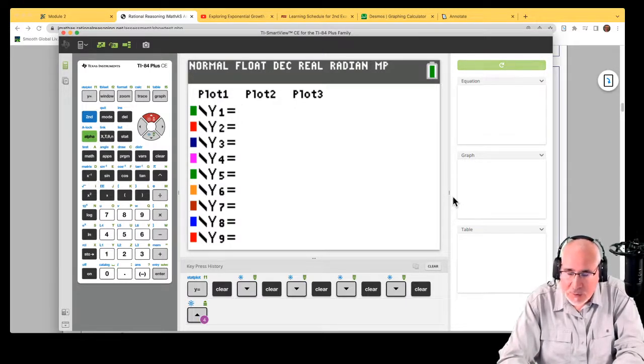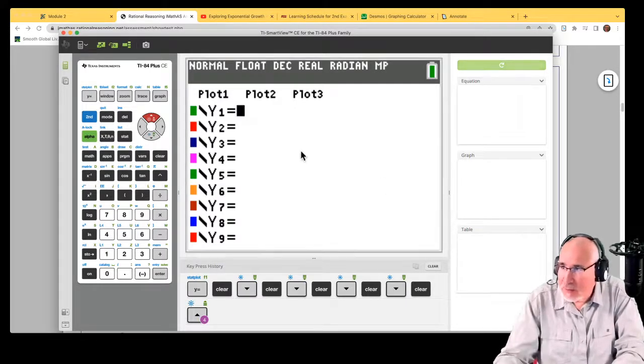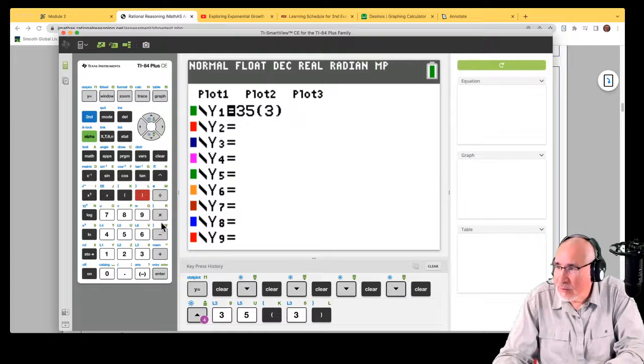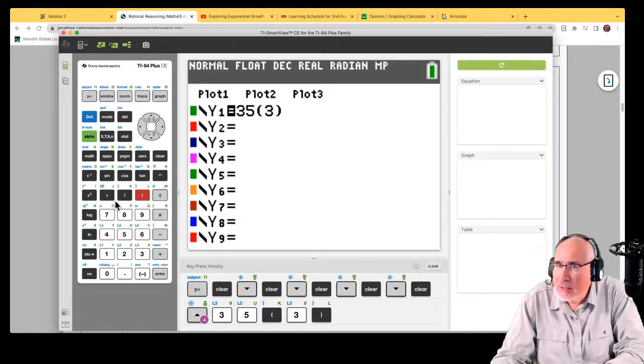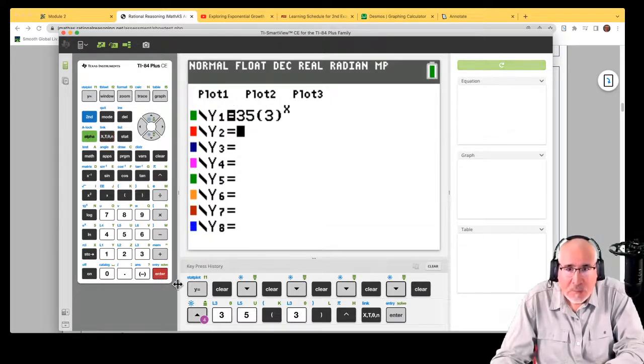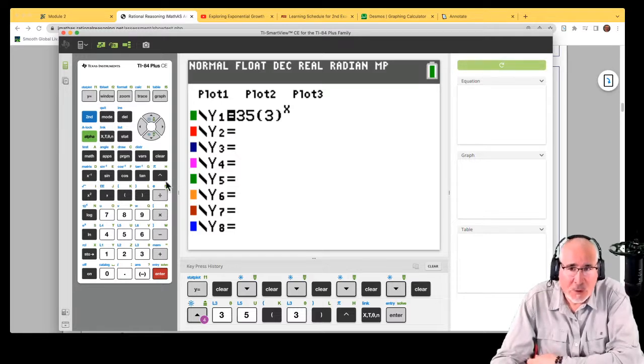So y equals 35, oops, right here, 35 times 3, and I like to put it in parentheses, and we're going to put an exponent, and so the exponent key is right here. Raise it to the x power. Okay, so I'm going to hit enter. And we want to see this graph, so I'm going to graph it.